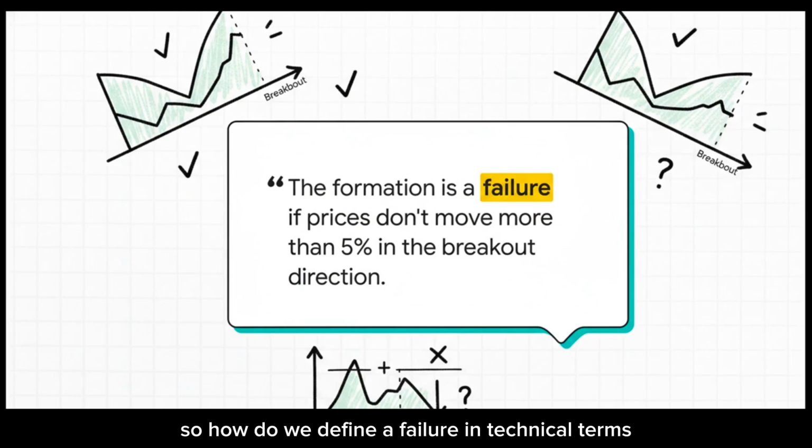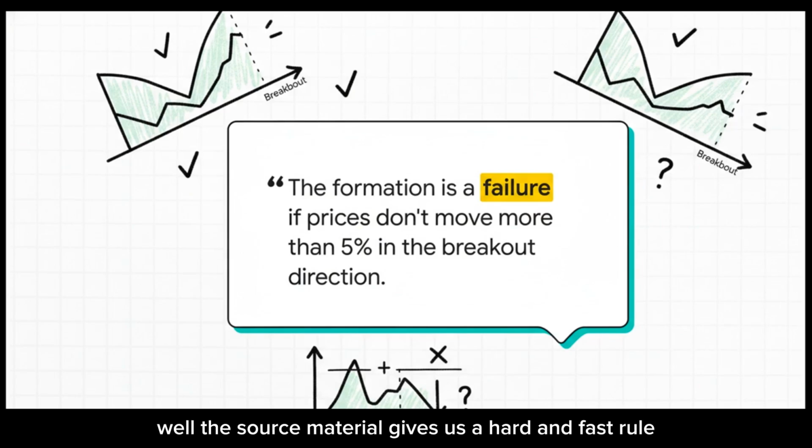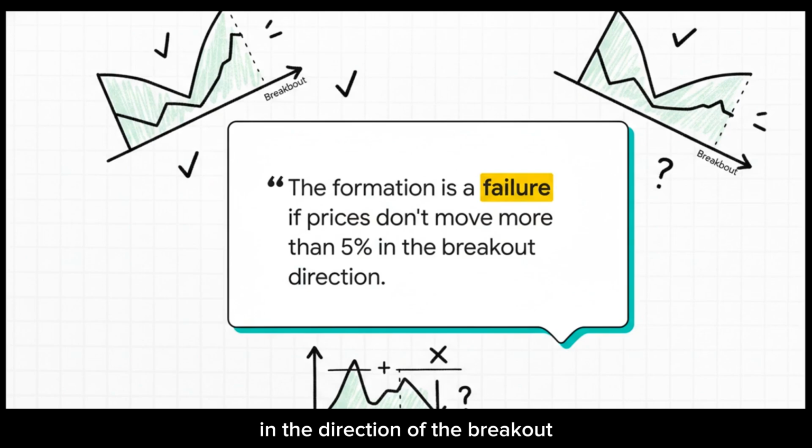So how do we define a failure in technical terms? Well, the source material gives us a hard and fast rule. If the price doesn't move more than 5% in the direction of the breakout before it reverses course, it's officially considered a failed pattern. That gives us a really clear, measurable line in the sand.